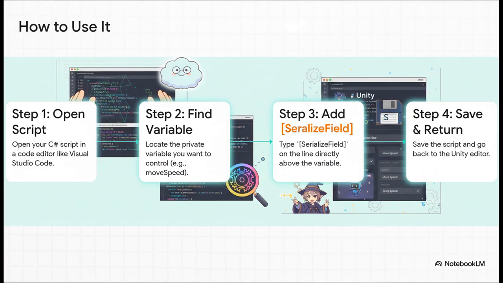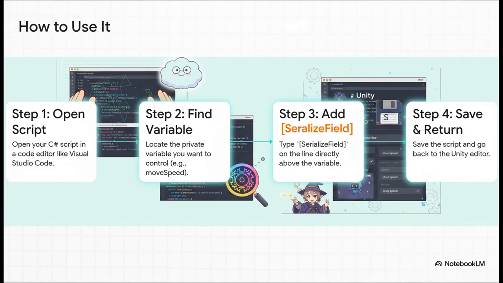Step 1, go ahead and open your C# script. That'll probably be in Visual Studio or whatever code editor you like. Step 2, find the variable you want to be able to tweak. It's usually a private float or a private int near the top of your class. Something like private float moveSpeed equals 5f. Okay, step 3 is the magic part. On the line directly above that variable, you're just going to type an open square bracket, the words SerializeField, and then a closing square bracket. That's it. And finally, step 4. Save your script and let's head back to the Unity editor.